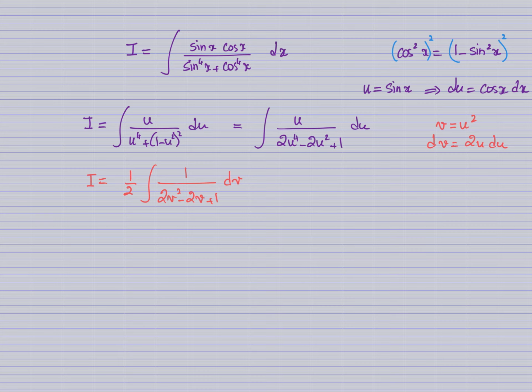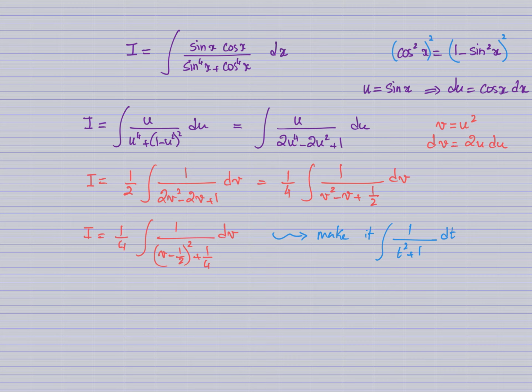In this case, we know that we have first to write this quadratic function in its standard form. But let's first start factoring with 2 just to avoid square roots. Hence, we get, therefore, by using the standard form of this quadratic function, we get I equals 1/4 the integral of 1 over v minus 1/2 squared plus 1/4 dv. Now we recognize here an integral of the form the integral of 1 over t squared plus 1 dt, of course after a convenient substitution.